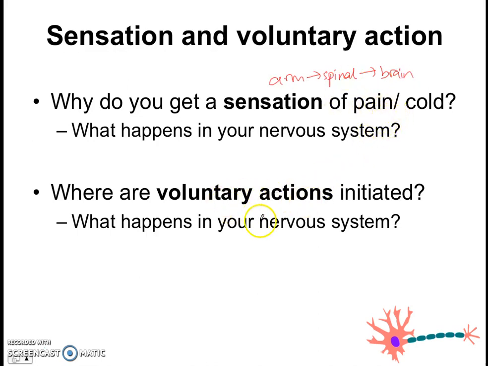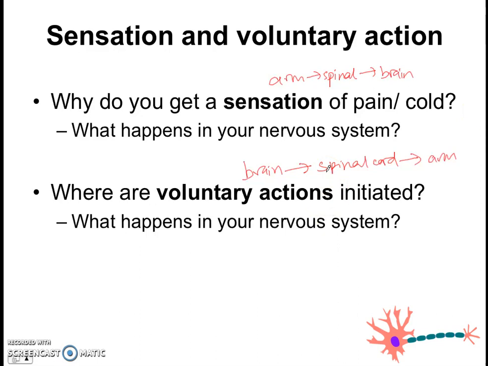And then think about voluntary actions, like when you decide to raise up your hand in class to answer a question. Well, that starts not from your spinal cord, but probably somewhere in your brain where you make the decision to raise up your hand, right? And then the brain would send a signal to your spinal cord, which will then send a signal to your arm to raise up your arm muscles and to answer the question.